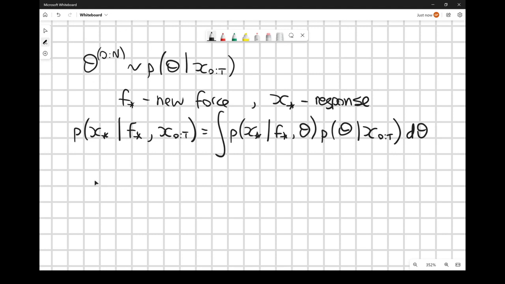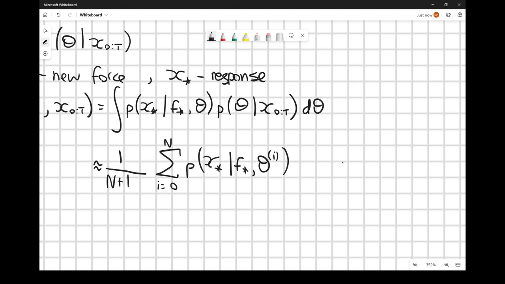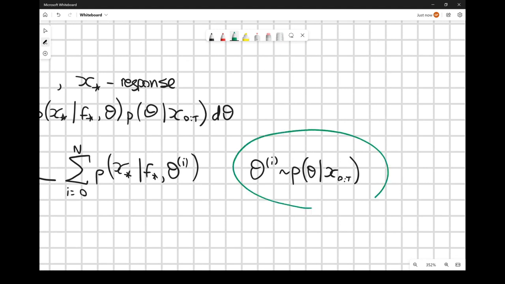If you have samples from the posterior distribution, then you can say this is approximately equal to, and it's like a Monte Carlo estimate, 1 over, okay, I've gone from 0 to n here, so we've got n plus 1 samples in this case, the summation from i equal to 0 to n. And then this is our probability of witnessing x star given f star and, let's say, sample i, where what we're saying is that sample i has come from the posterior distribution. So that's another example just trying to illustrate why it's useful to have these samples.